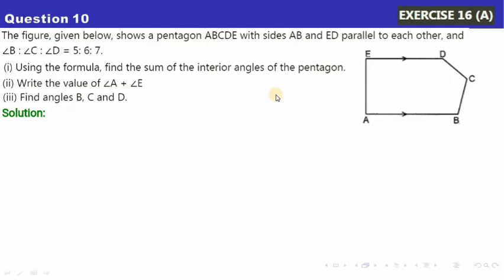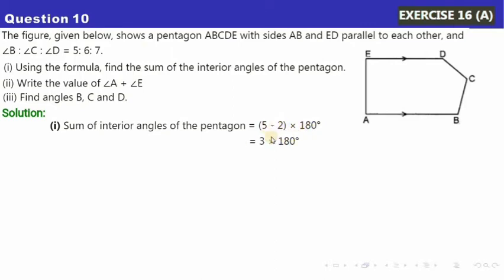So first find this. The sum of the interior angles of the pentagon: you know the formula is (n minus 2) into 180 degree. For a pentagon, n is 5, so it becomes (5 minus 2) into 180 degree. 5 minus 2 is 3, and 3 into 180 degree is 540 degree. So the first answer is 540 degree.